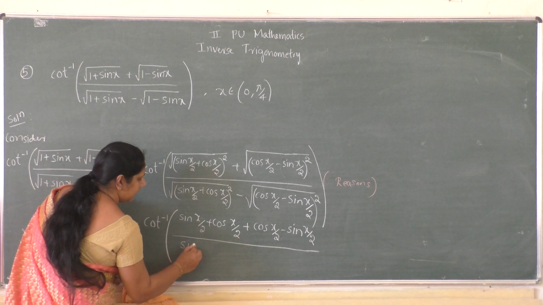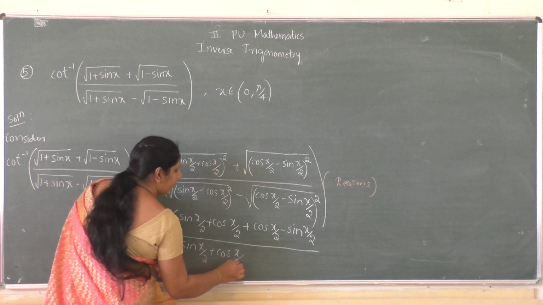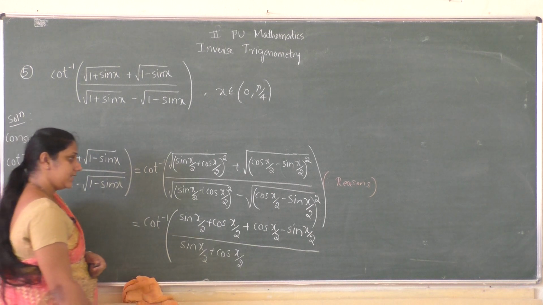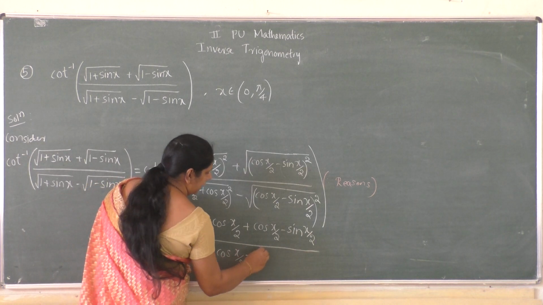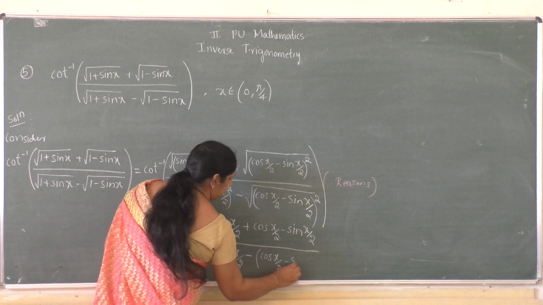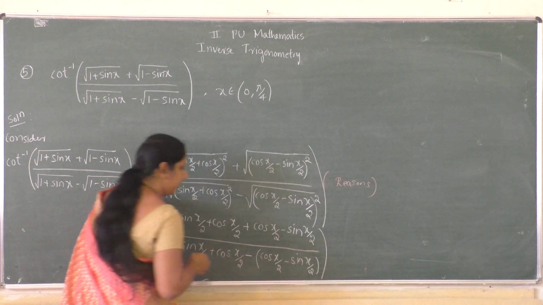First term is sin x by 2 plus cos x by 2. Second term minus, I will put one bracket. What are the remaining terms? Cos x by 2 minus sin x by 2.